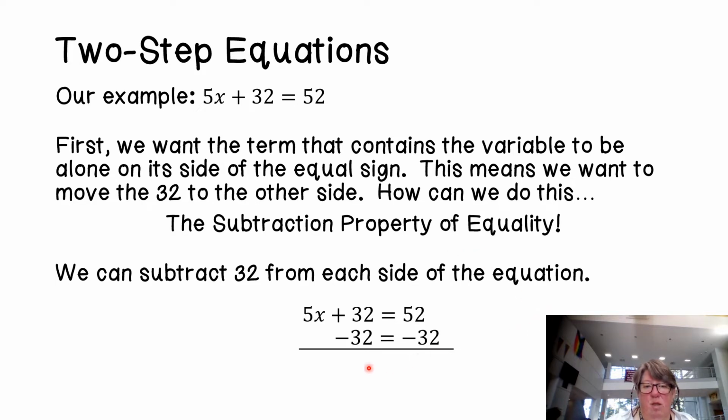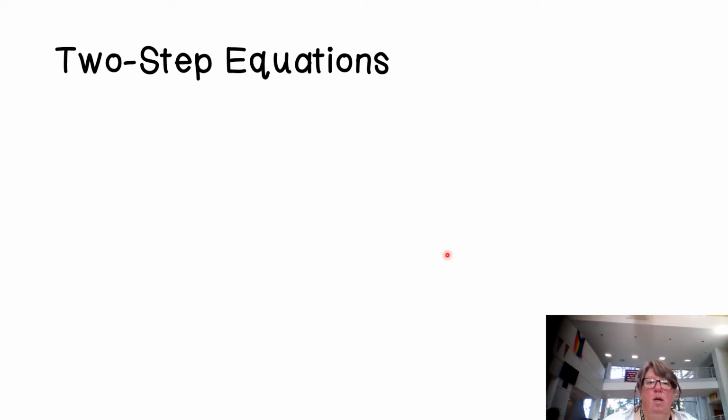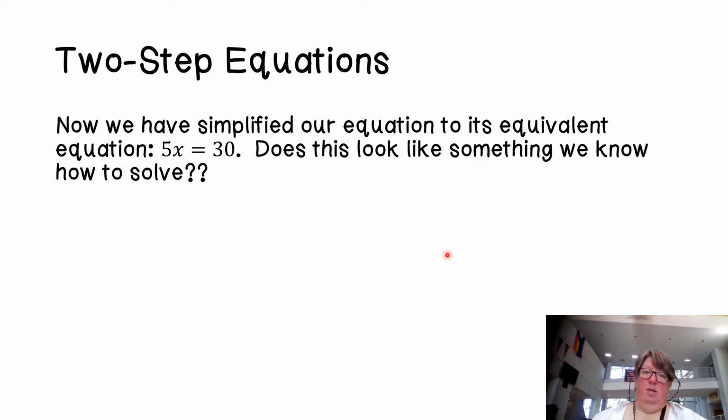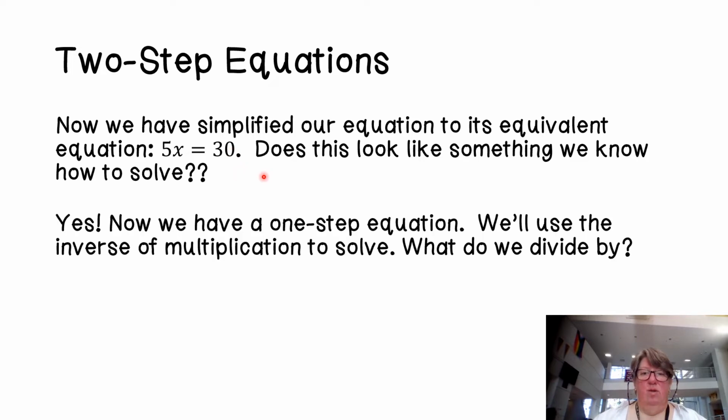And when we do that, we end up with 5x = 30. Now we have simplified our equation to its equivalent equation, 5x = 30. Does this look like something we know how to solve? Of course it does. It's now a one-step equation. We have 5x = 30.